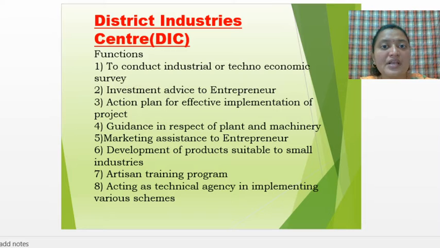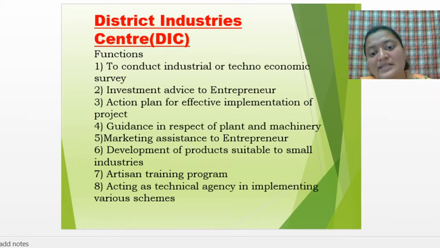Then artisan training program. What do you mean by artisan? Artisan means who is an artist or a craftsman. Such a person is called an artisan. For that also a training program can be arranged. Suppose you want to start a small scale industry, in which the products manufactured are, for example, handmade decorative items and handicraft products. Artisans or artists will try to craft these kinds of products. For that, the training program has to be arranged, that is the artisan training program.